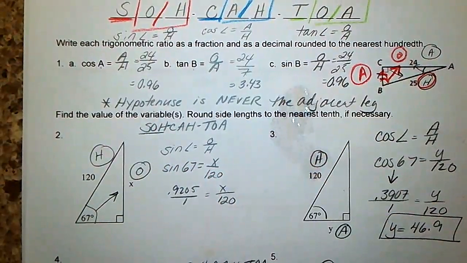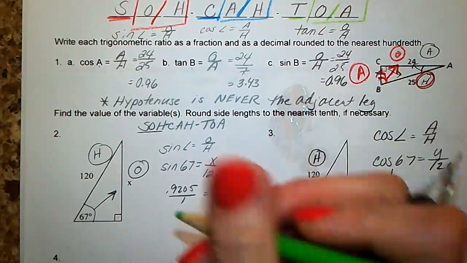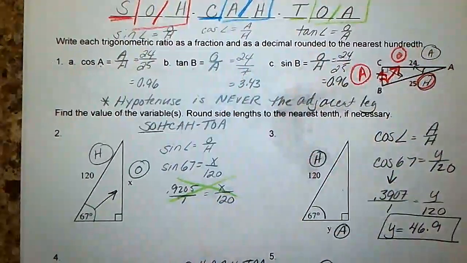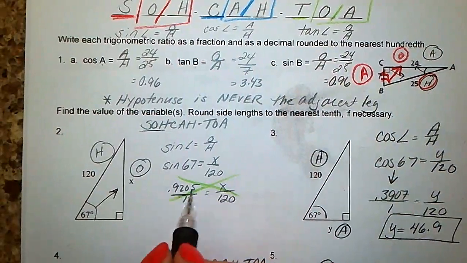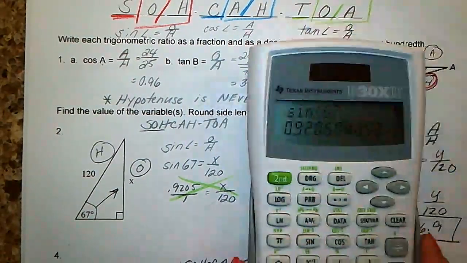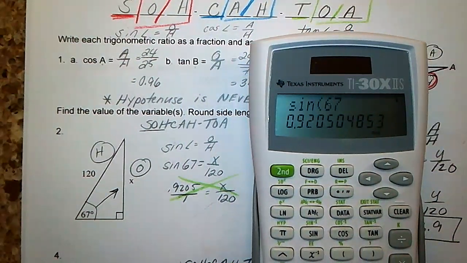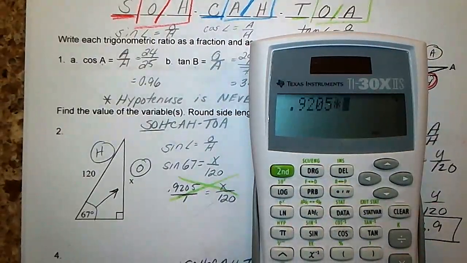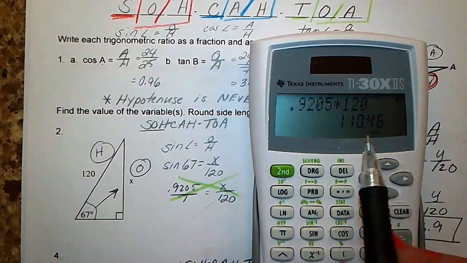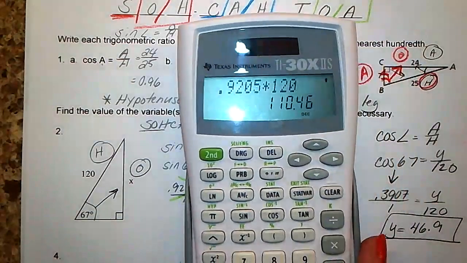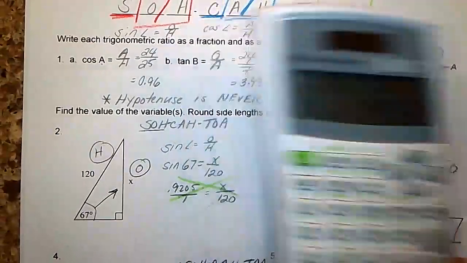And now we're set up in a situation where we can actually cross multiply there. We're going to cross multiply. So we've got this times this. So right here, we're going to put 0.9205 times 120, and we end up with 110.5. You can see that in our calculator there, 110.5.